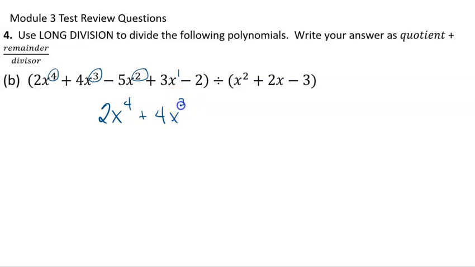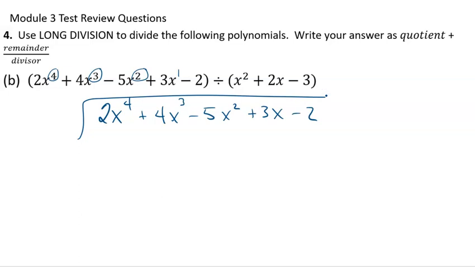If you were missing terms, you know what to do. You put a 0x to whatever power you're missing in that position. It's called a dummy variable. And it holds the position for you. So if you have a like term and you need to line it up under there, like for instance, if this didn't have a minus 5x squared, but we had an x squared term, we'd have to have a place to line it up. So that's why we do that.